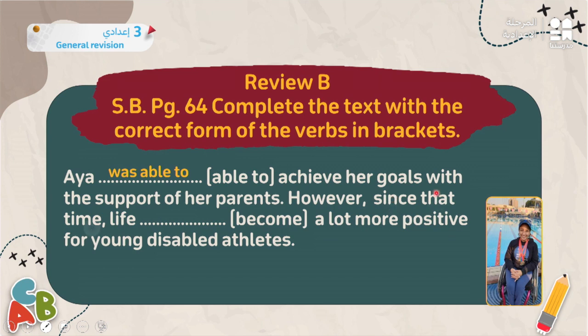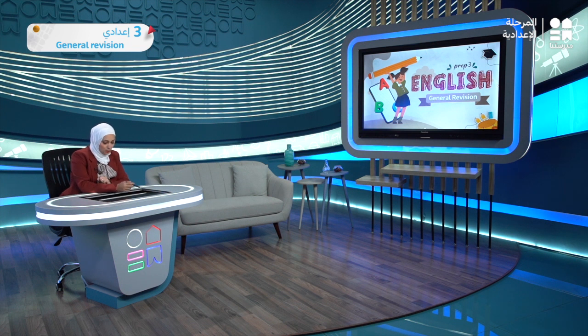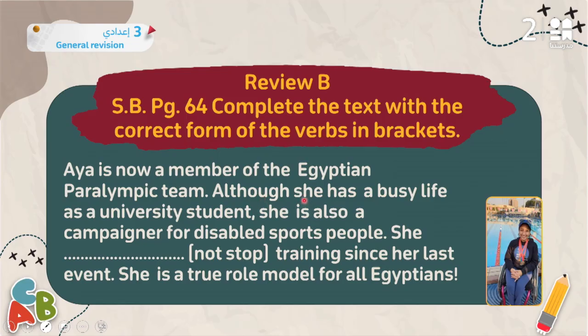Present perfect, how do I form the present perfect? I put have or has plus the verb in the past participle. So since that time, life takes has, and the past participle of become is become. Life has become a lot more positive for young disabled athletes. يعني من الوقت ده الحياة بقت فيها أكثر إيجابية بالنسبة لذوي الاحتياجات الخاصة من ساعة لما آية انضمت للفريق وبدأت تحقق أهدافها. Aya is now a member of the Egyptian Paralympic team although she has a busy life.